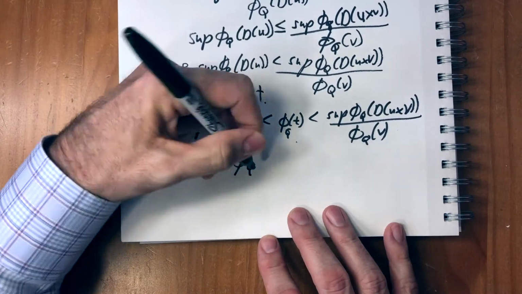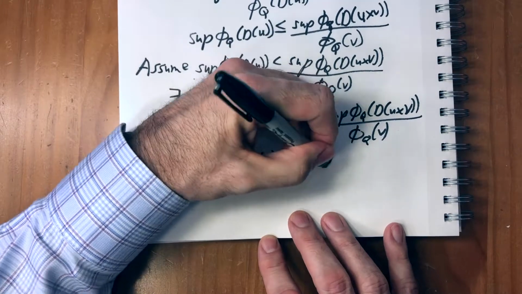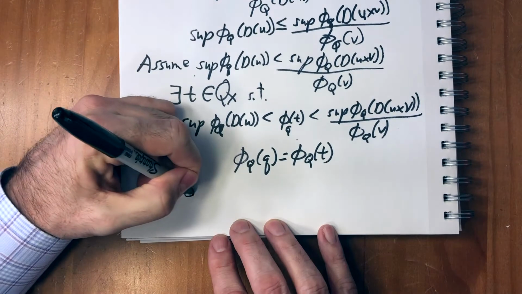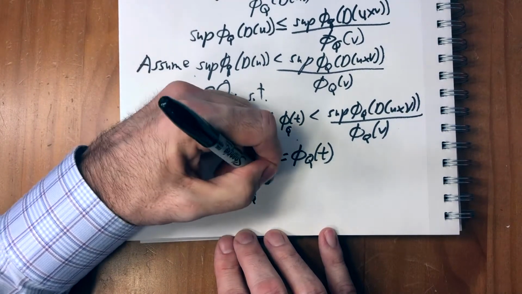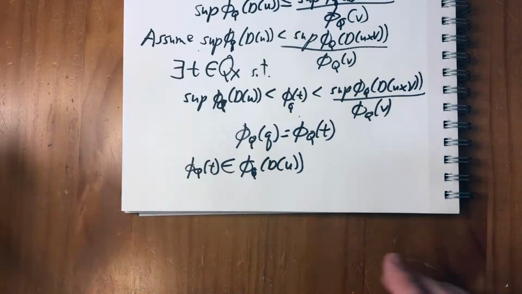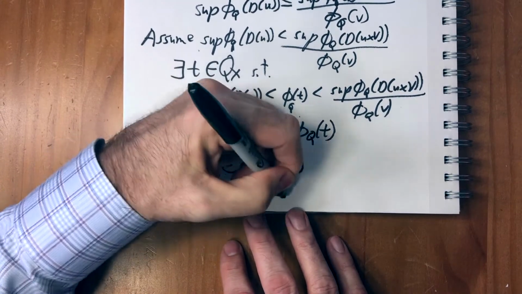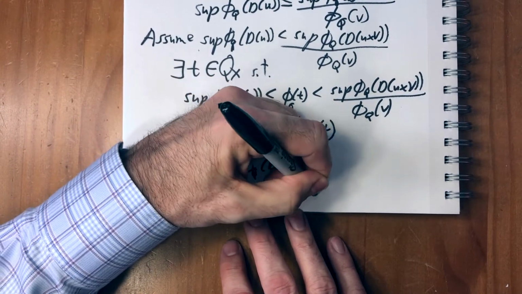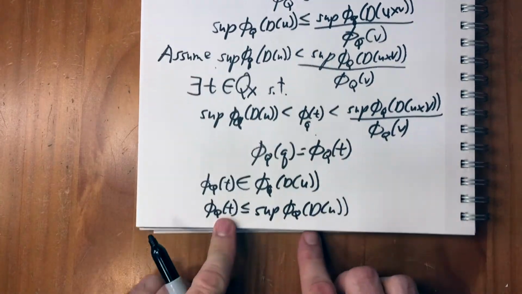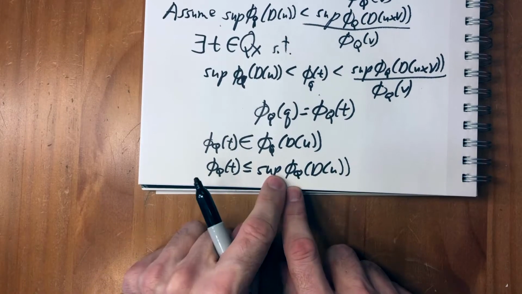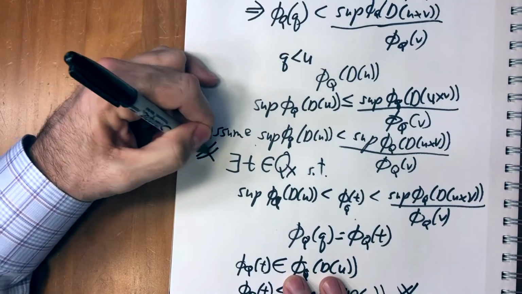So phi_q(q) equals phi_q(t). In other words, the t is one of those. That means that phi_q(t) is an element of phi_q(du). Therefore, phi_q(t) is less than or equal to the supremum of phi_q(du). And we've reached a contradiction, because we started by saying that phi_q(t) is bigger than the supremum. We concluded that phi_q(t) is less than or equal to the supremum. That's a contradiction. So the assumption must be wrong.